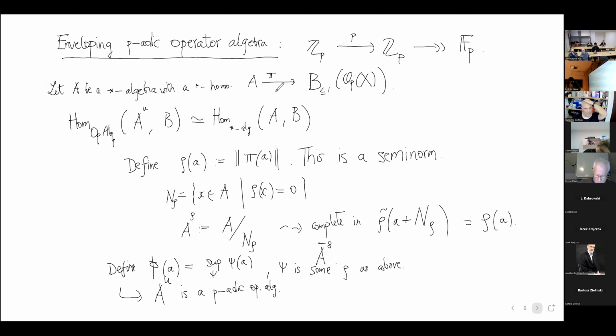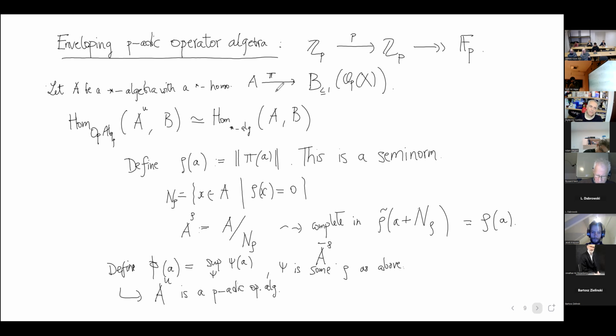Please correct me if I'm wrong, but when you take the universal enveloping C-star algebra of a C-star algebra in the usual realm, it's just the same, right? Yes, every star homomorphism is contractive. This is something we don't have in this setting.